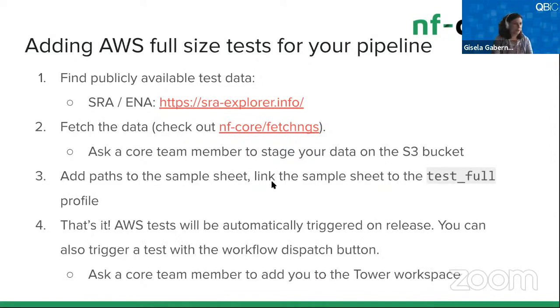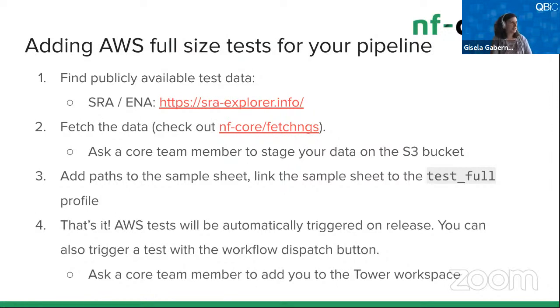Then you can add the paths to the data in the sample sheet and link the sample sheet path to the test full profile, as I showed in the slide before. And basically that's it. That's as simple as this. The AWS GitHub Actions workflow is automatically triggered on every release. You don't need to modify that workflow. And in case you want to test it before a release, you can also just trigger a test using the workflow dispatch button.